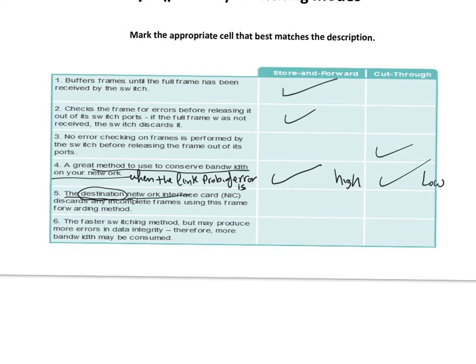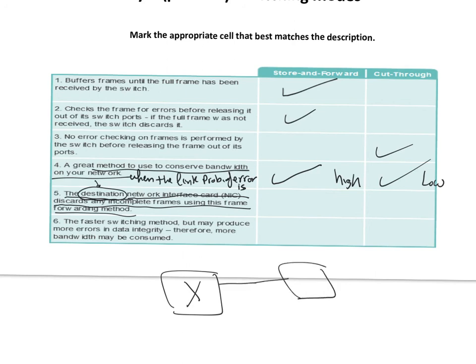The destination network interface card discards any incomplete frames using this frame forwarding method. When does this happen? In cut through or store and forward? That's a bit tricky, but remember, I didn't tell you the switch here. I'm telling you the destination. So this is the switch now, and the switch has an output port which is connected to the destination.